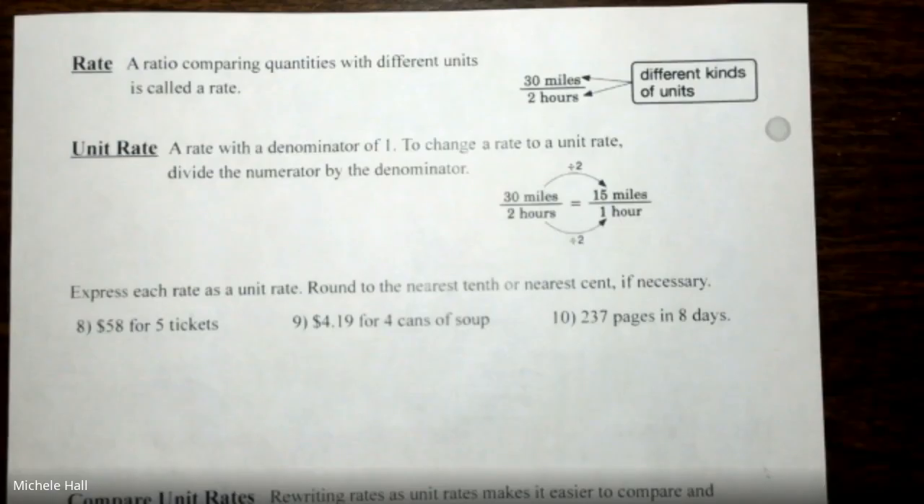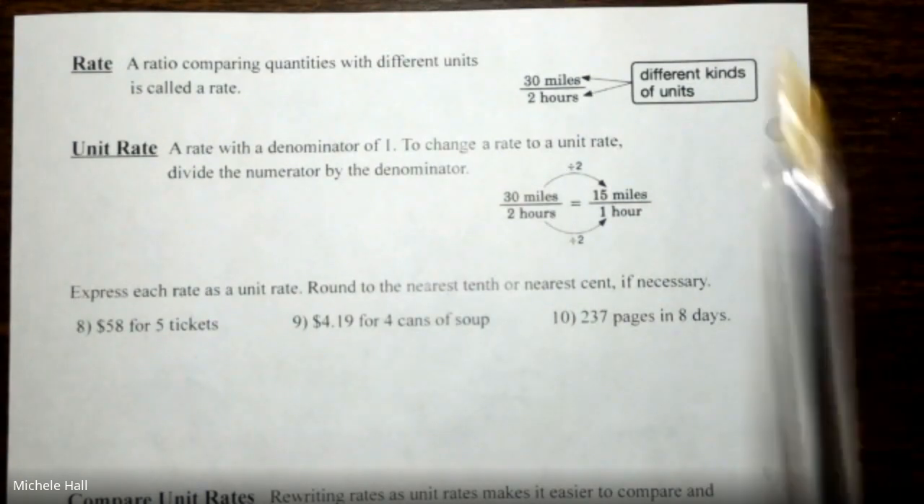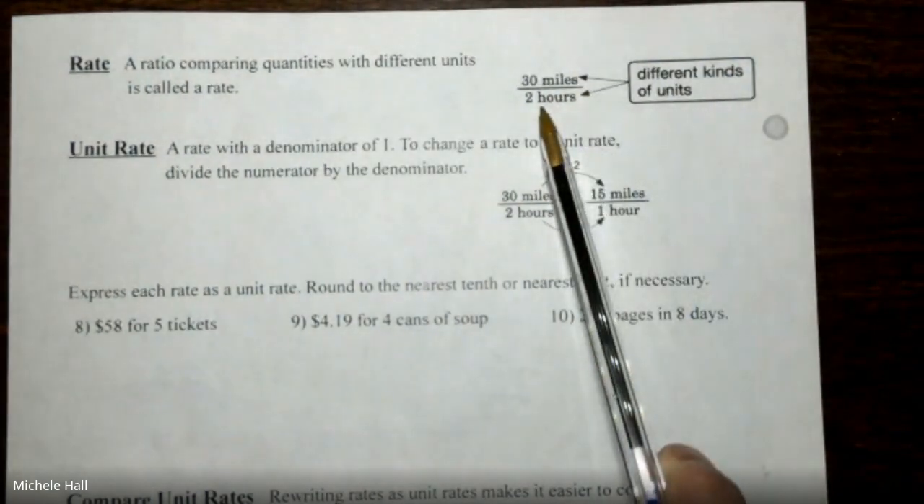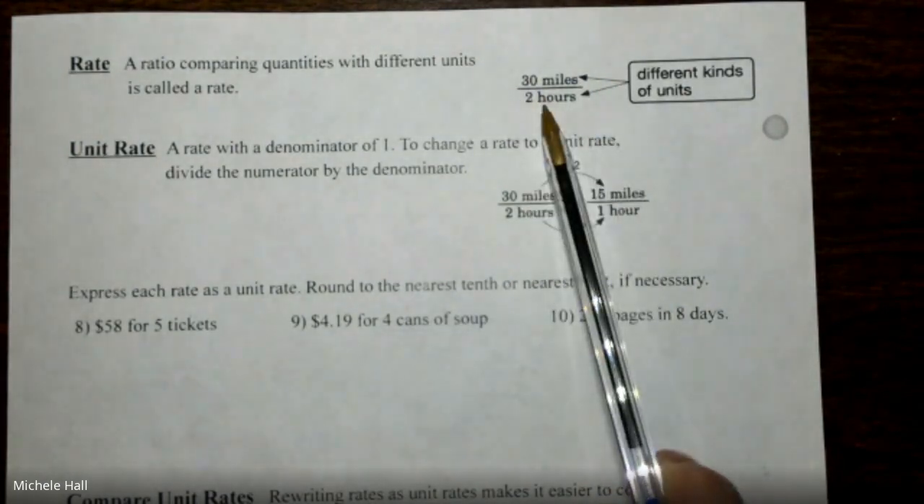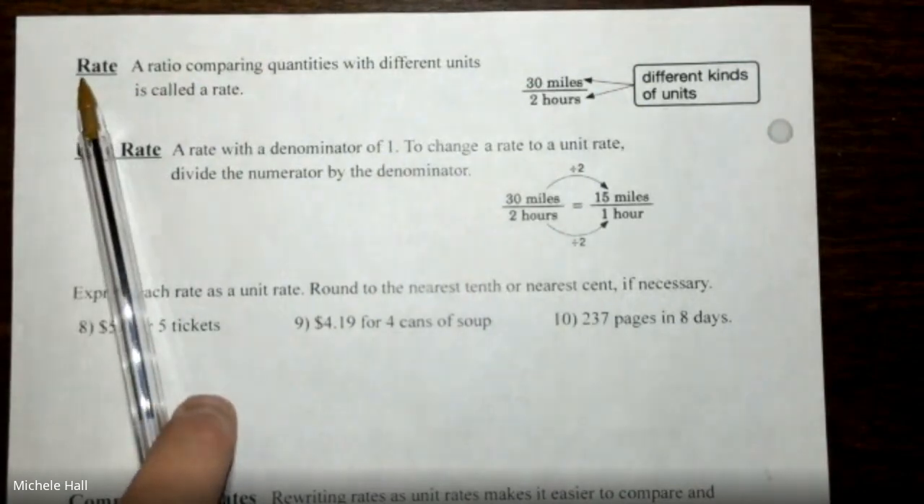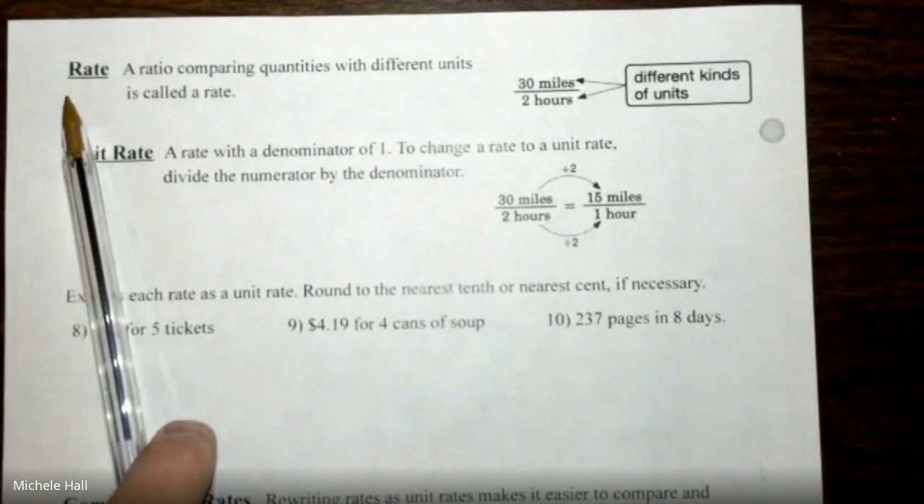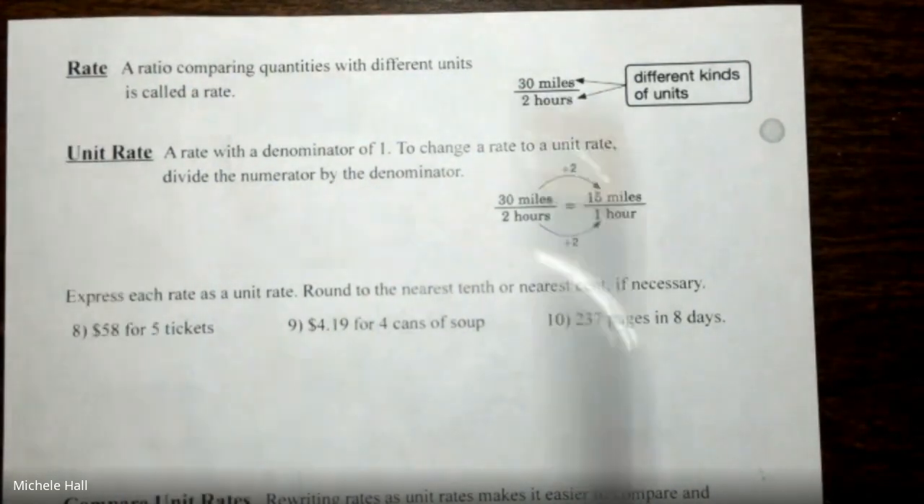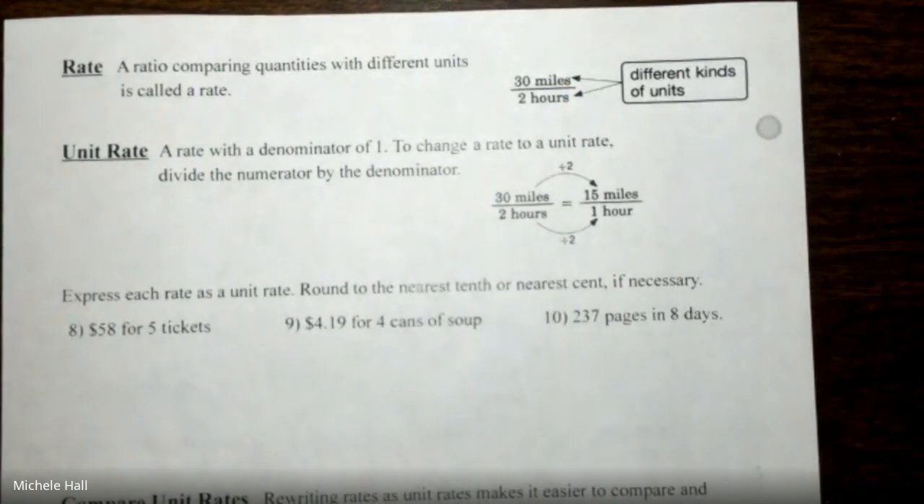A ratio comparing quantities with different units is called a rate. Here we see 30 miles per 2 hours, 30 miles to 2 hours. We have different kinds of units. This is a rate. It's not asking for a ratio in simplest form. So we can write a rate that has different units of measure.